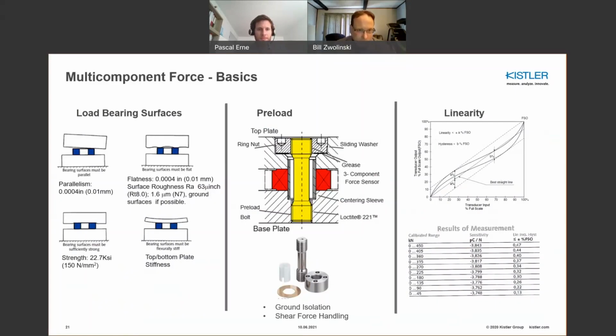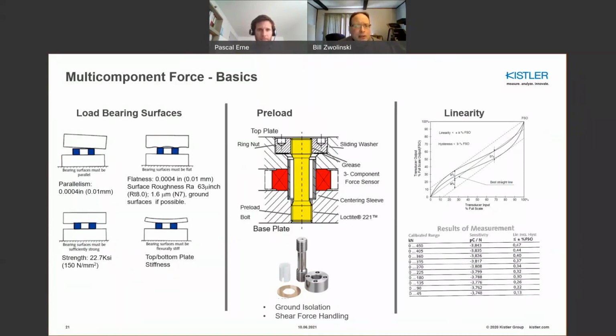So, multi-component basics. I talked a little about the technology, but load-bearing surfaces need to have flatness and parallelism under control. We talk about 0.01 millimeters, or like a half a thou, and those are all very important. A thou is probably the maximum flatness and parallelism I would ever recommend, but typically between 0.01 millimeters and 0.02 millimeters is very usable and practical.